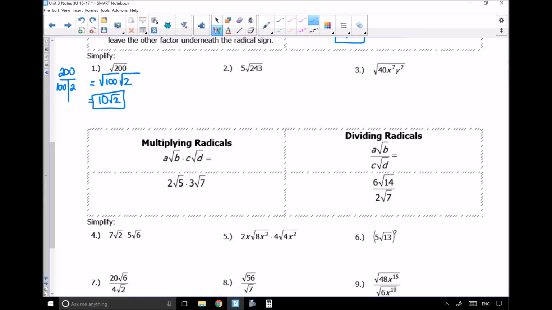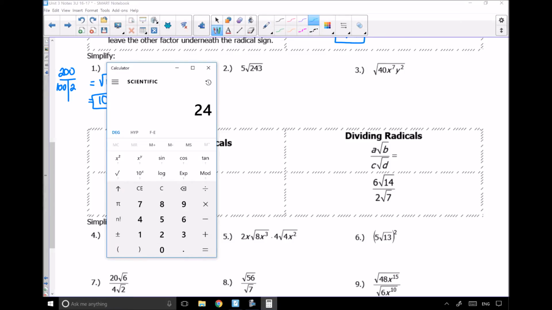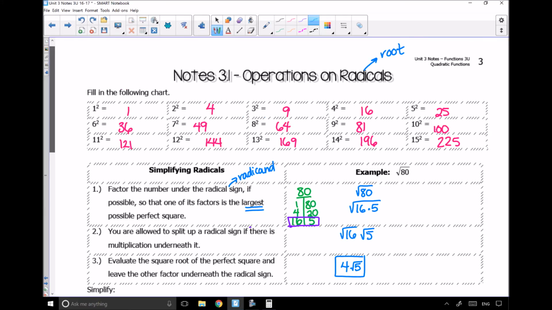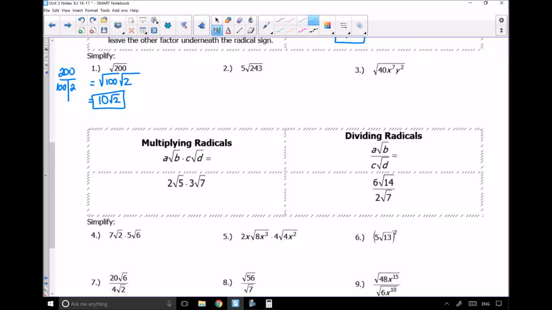All right, so now in number 2, it says that the number under the radical is 243. For right now, ignore the 5. I'll tell you what to do with the 5 in a minute. So the first thing I want to do is figure out, well, what's the halfway point of 243? So it's 121.5. So I'm going to try all my perfect squares until I get to 121, okay? So let's make a chart right here and see what's going to work.